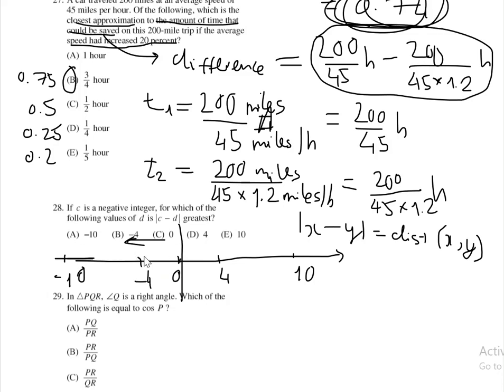So if it's a negative integer, which of the following gives the greatest distance? Suppose it is here, then it must be 10, right? It must be 10. It always gives the greatest distance, because the distance between 10 and the origin is 10, plus something more, the distance between the origin and the number. So let's call the number x. Then the distance between 10 and x will always be 10 plus the absolute value of x.